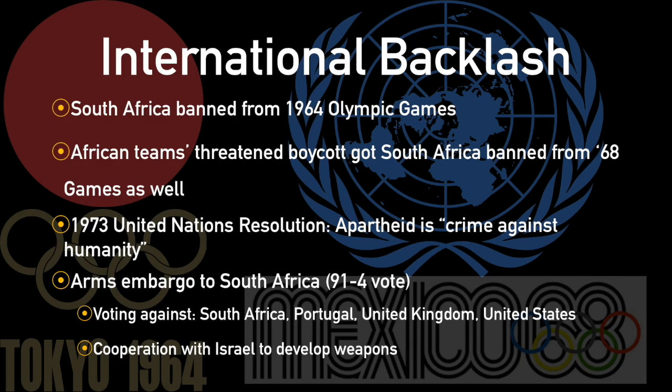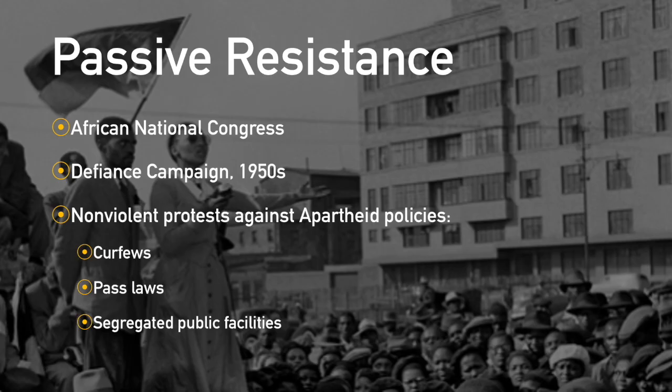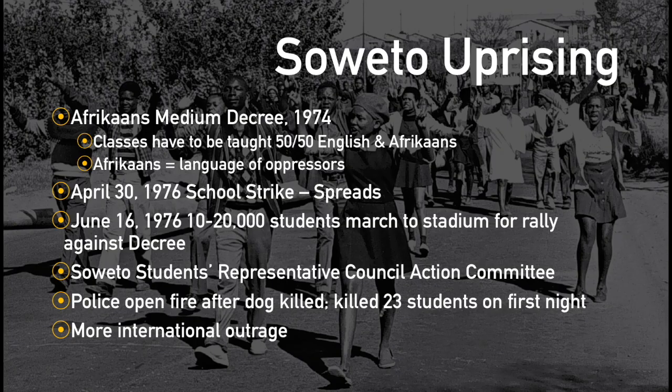Passive resistance to apartheid was initiated by the African National Congress with its Defiance campaign in the early 1950s. Subsequent protests targeted curfews, pass laws, and segregation in public facilities. Some anti-apartheid demonstrations resulted in widespread rioting. One of the more notable incidents was the Soweto Uprising in 1976.